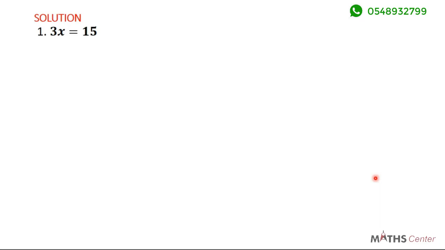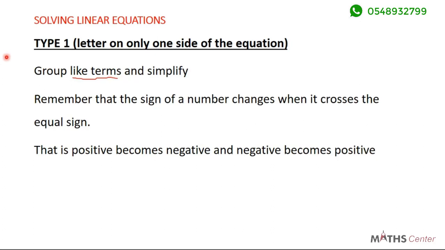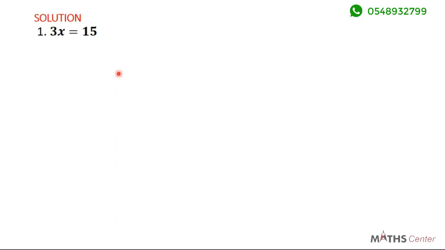So we have the first type, which is 3x is equal to 15. Now, the point told us that whenever we have this, the first thing we need to do is to group like terms. From there, we simplify. So here, let's see if we can group like terms. We have 3x is equal to 15. The terms have already been grouped for us. The term with x attached to it is on the left hand side. The term without x attached to it is on the right hand side, and we have only 2 terms. We have 3x and 15. So like terms have already been grouped for us.